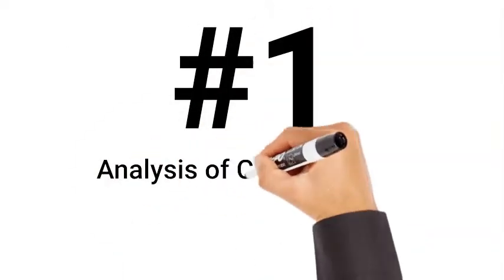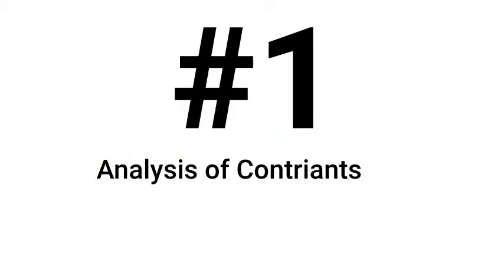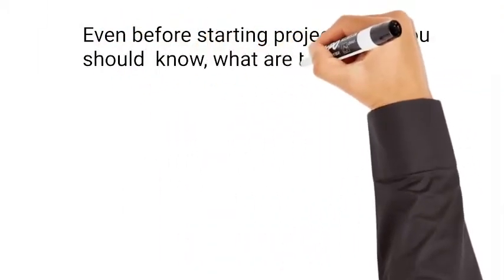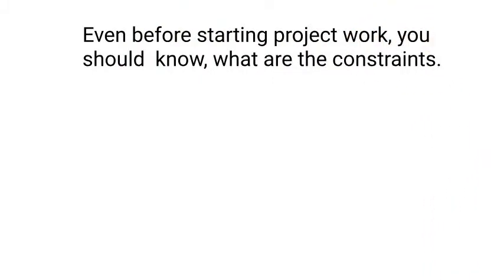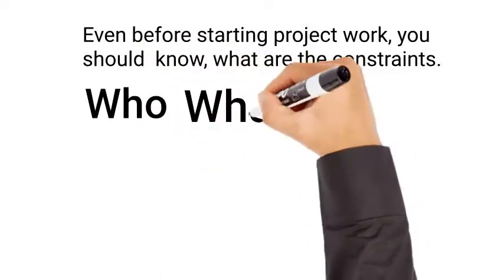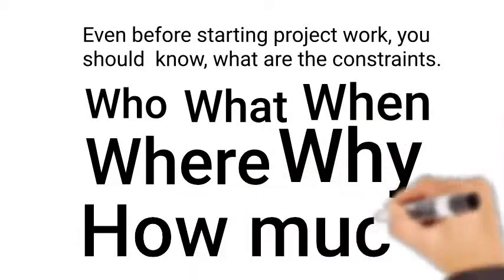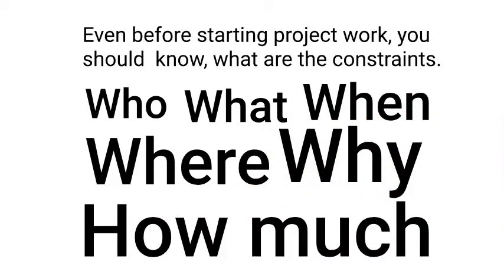Step 1 is to fully analyze the constraints and limitations of the project. Even before starting your project work, you should be aware of these constraints. To understand a constraint, the project manager and his team need to identify which aspects of the project will be affected by these constraints. This can be done by asking questions like who, what, when, where, why, and how much. You can't manage your project constraints unless you understand what they are.